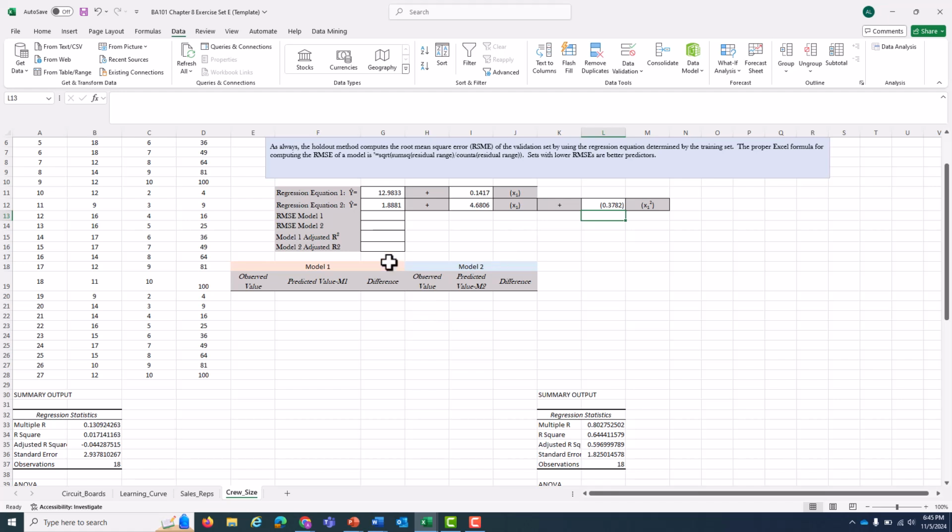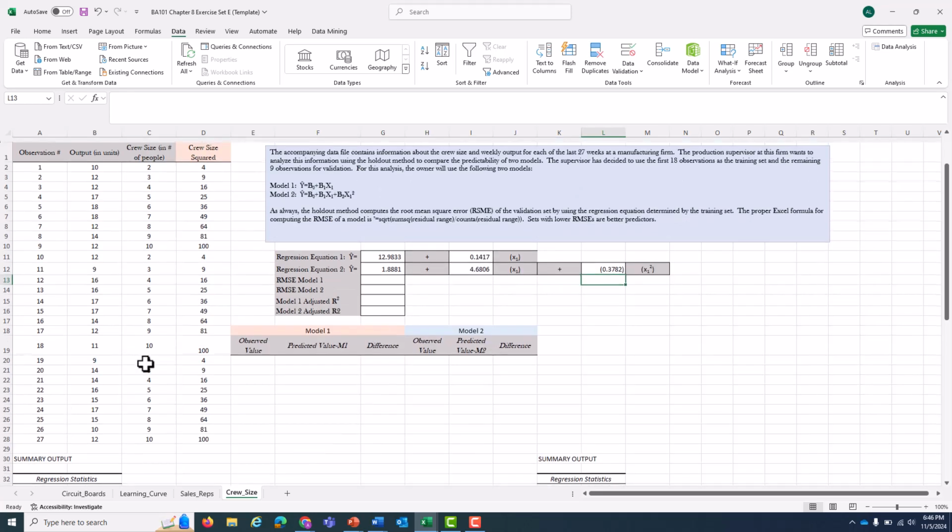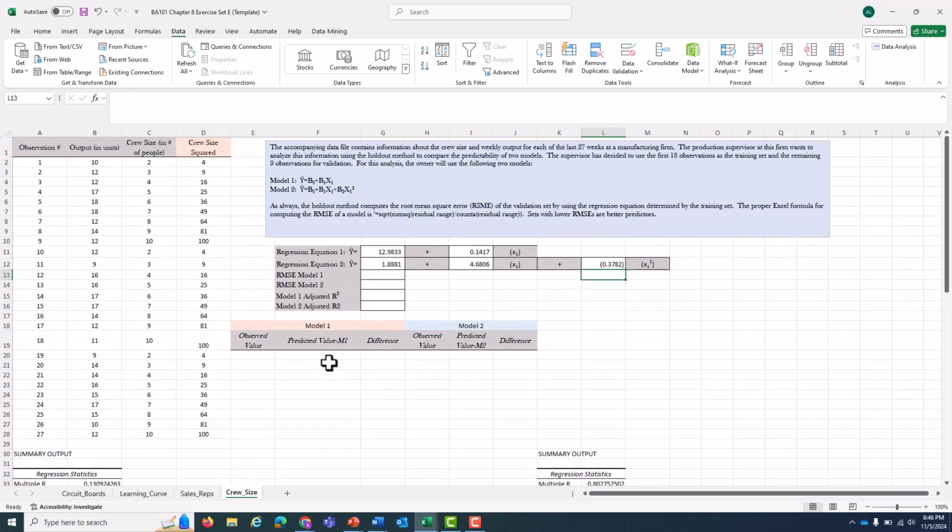Well, now what? Now how do I determine what the root mean squared error is? Well, what I can do in this case is find the difference between the observed value for that level of x, for the crew size, and what our model, either 1 or 2, would have predicted for those spots had we plugged them into that. So the observed value is the actual amount of output a crew of that size made. It's all of these numbers we have over here.